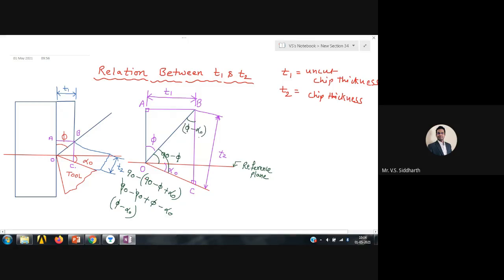Clear? Is it okay up to here? If you got this, 50% of work is already completed. Have you got it? Now, any doubts here? If any doubt, you just stop me. I will repeat it.